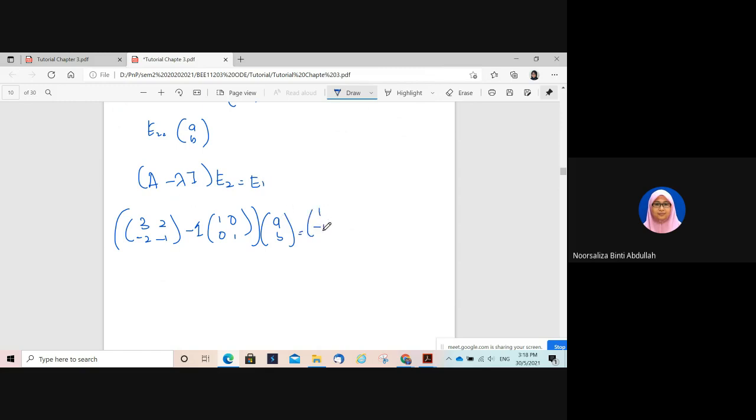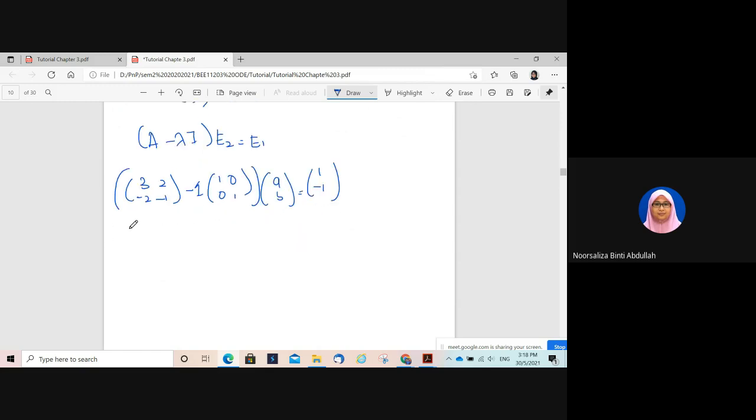E1 is 1 minus 1. So 3 minus 1 is 2, 2 minus 0 is 2, minus 2 minus 0 is minus 2, minus 1 is minus 2. AB equals to 1 minus 1. Then 2A plus 2B equals to 1.